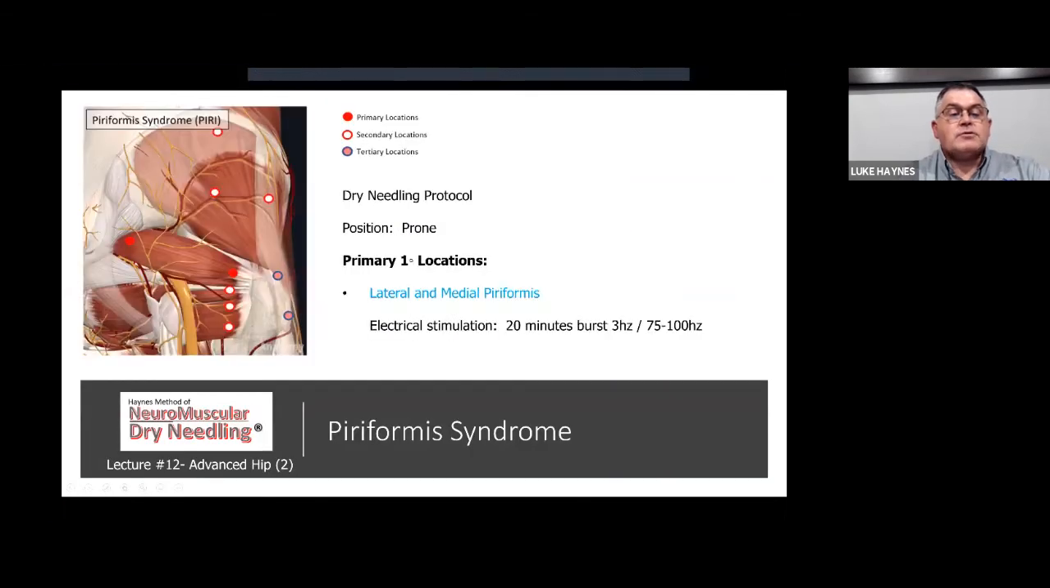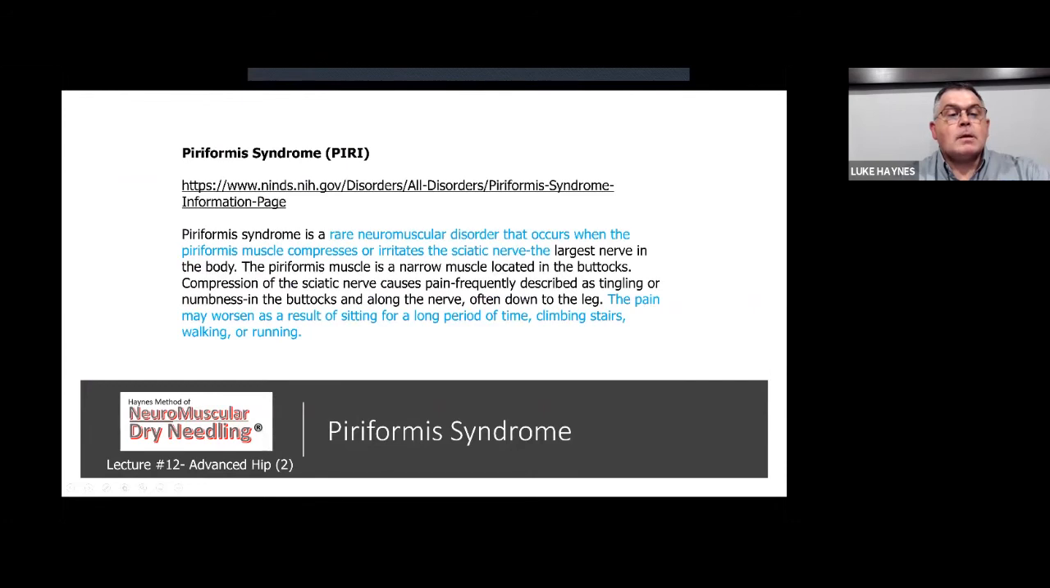For piriformis syndrome, according to this from National Institute of Health, it's a rare neuromuscular disorder. It occurs when the piriformis muscle compresses or irritates the sciatic nerve. The pain may worsen as a result of sitting for a long period of time, climbing stairs, walking, or running.